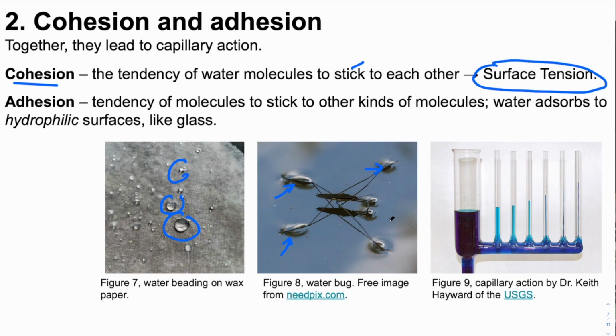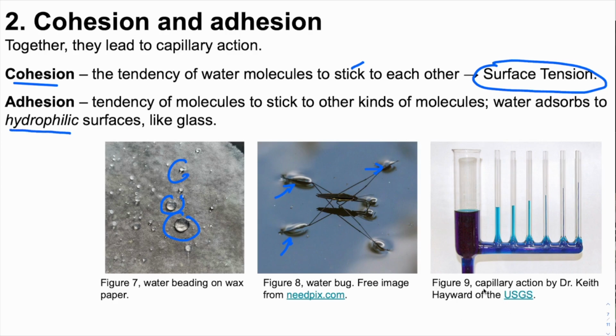While cohesion is an attraction between water molecules, adhesion is attraction between water molecules and other types of molecules. For example, you see water beading on wax paper, but it will spread out on glass due to adhesion, an attractive force between water and glass, due to hydrogen bonds formed between water molecules and the molecules that make up glass. You also know that paper absorbs water. This is also due, in part, to adhesion. Substances that attract water are called hydrophilic, or water-loving.